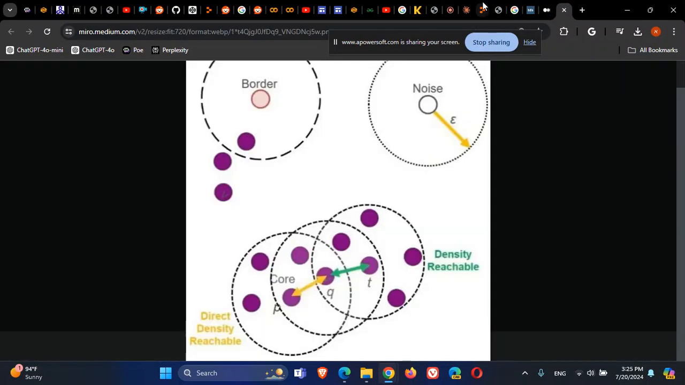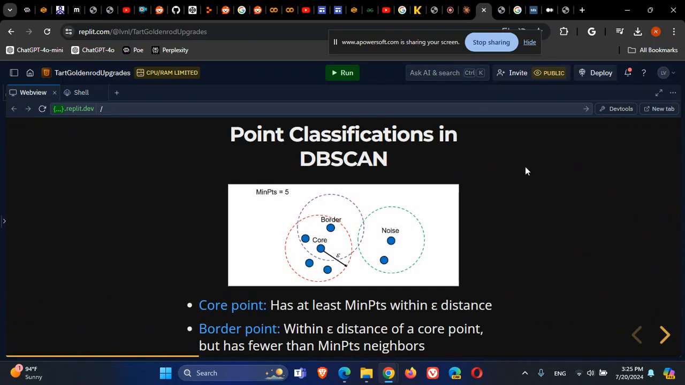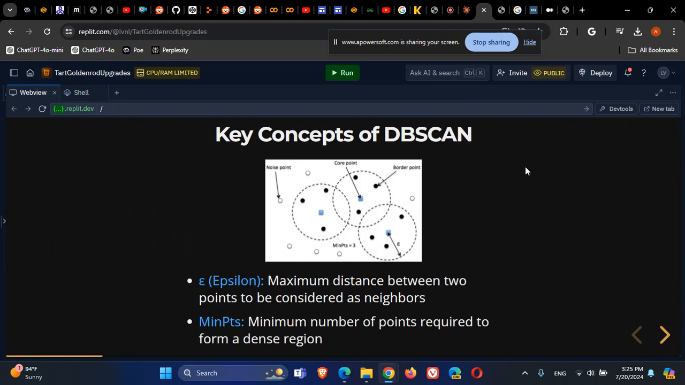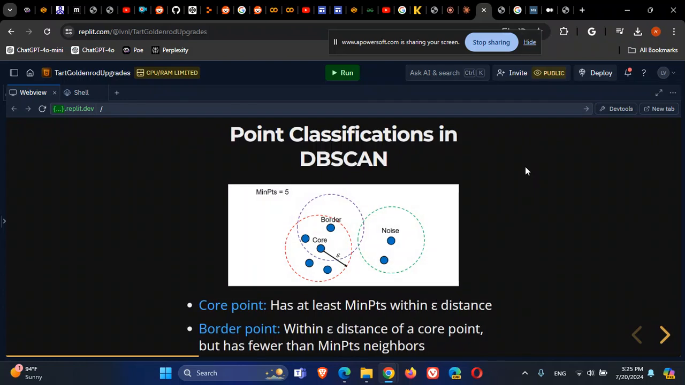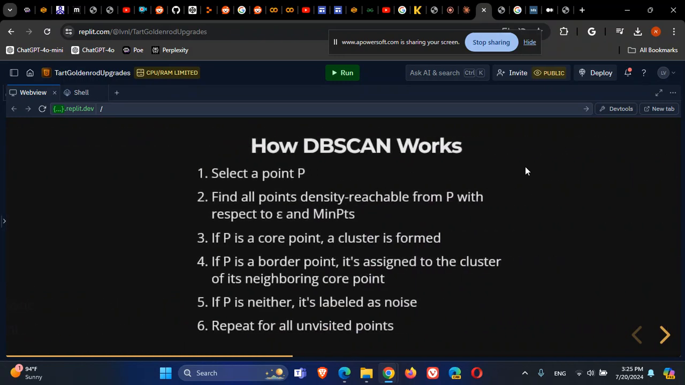Okay, so let's continue. So we understood how DBSCAN works. We understood what epsilon is, the radius, and min points, the minimum number of points around a core point to create a cluster. And we understand what a core point is, which is a point in whose epsilon radius there are at least the minimum number of points, min points. A border point is a point that is not a core point but has a core point in its radius. And a noise point is a point that is not a core point and not a border point.